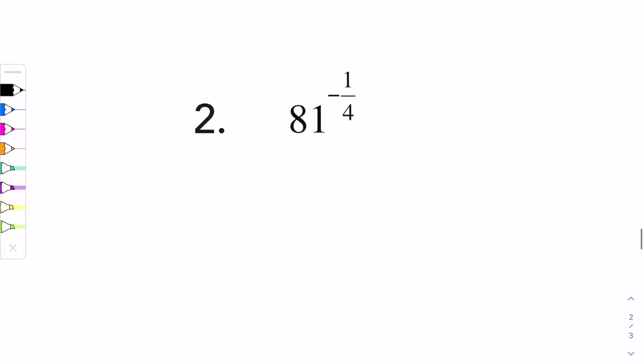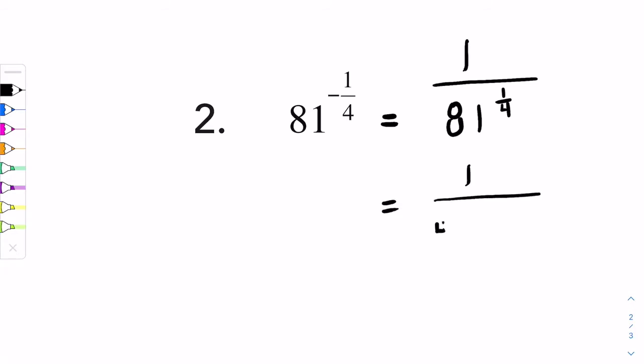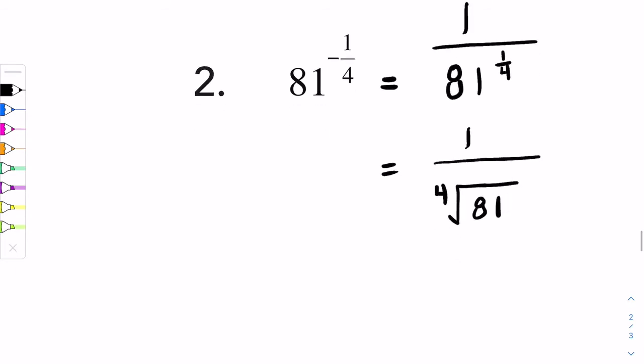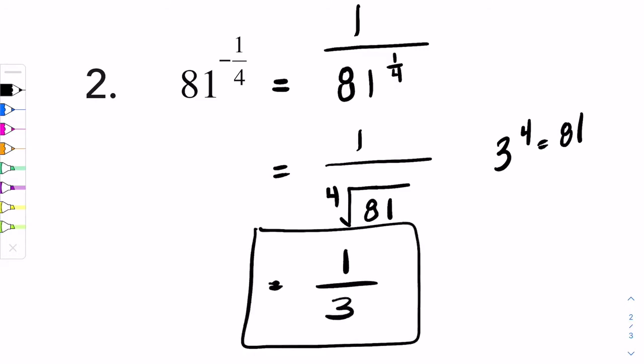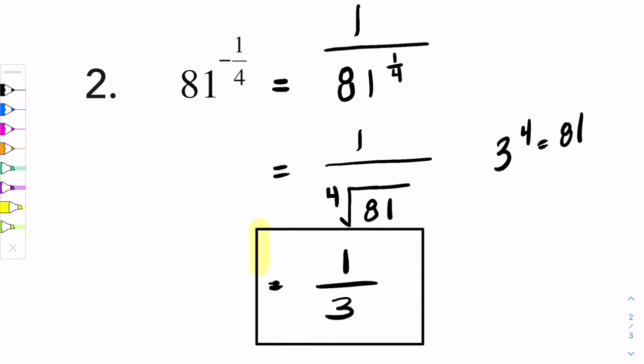For number 2, we have 81 raised to the power of negative 1/4. So I'm going to rewrite this as 1 over 81 raised to the power of positive 1/4, which becomes 1 over the fourth root of 81. And the fourth root of 81 is 3, because 3 to the fourth power is equal to 81. That means we have 1 over 3 as our final answer. Again, you don't necessarily have to write out all those steps. Just understand what 81 to the negative 1/4 power is asking.